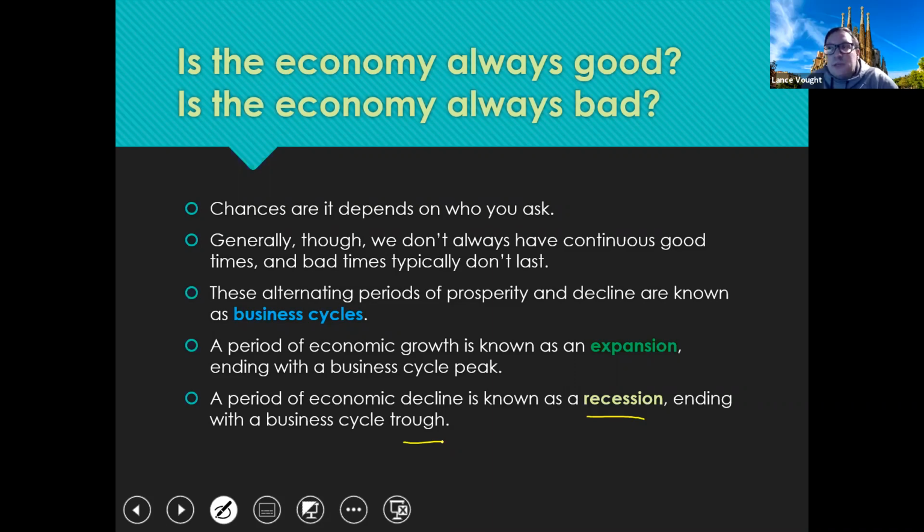So the recession in 2020 was 11 years after the end of the previous recession in April of 2009. That's when the last one ended, or the Great Recession ended. And that was the longest period of time between recessions in American history since World War II.